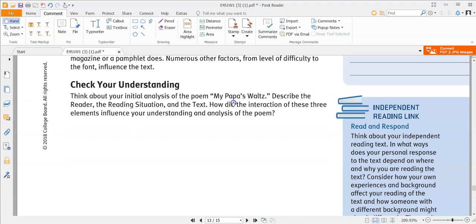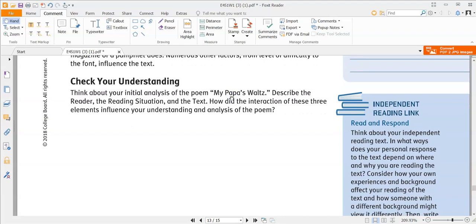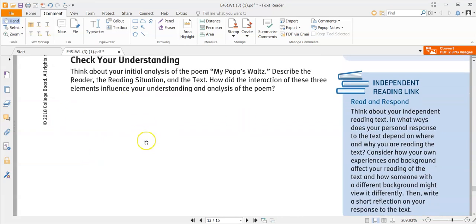So, check your understanding. Think about your initial analysis of the poem, My Papa's Waltz. Describe the reader, the reading situation, and the text. How did the interaction of these three elements influence your understanding and analysis of the poem? That information you could write down here underneath this section.